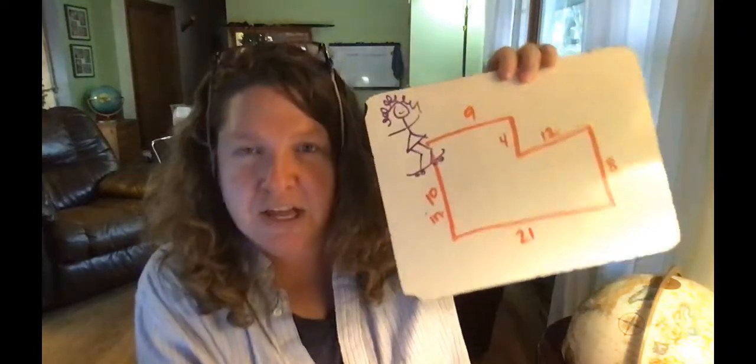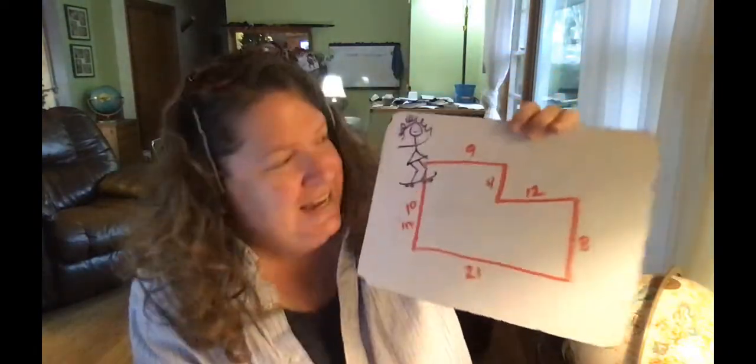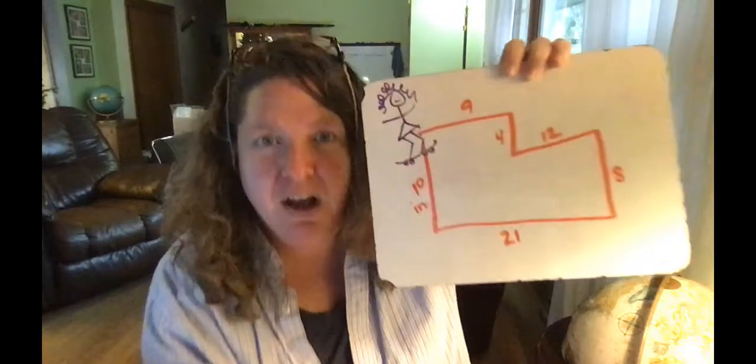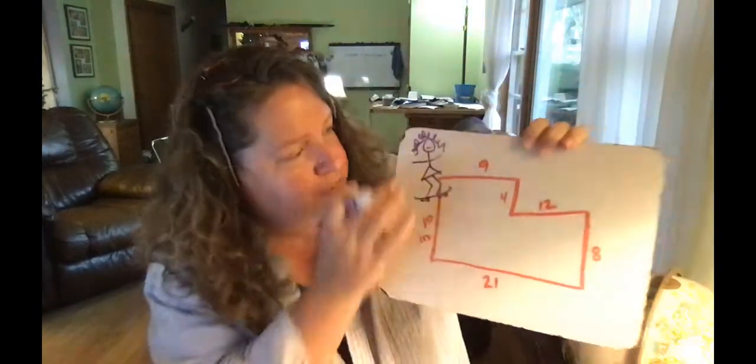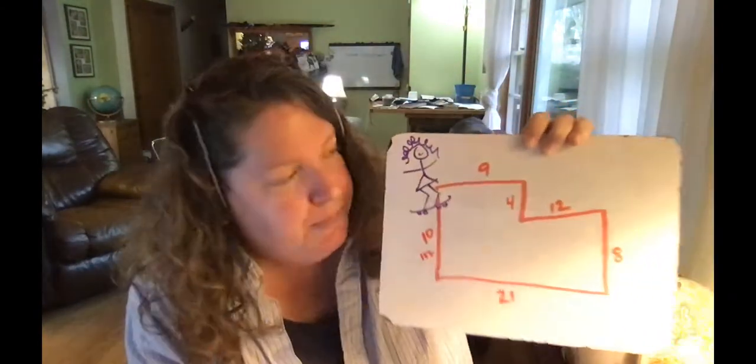So pause and draw your person at the corner of one of the parts of your shape. It doesn't have to be the top left like mine. It can be anywhere at all, but put them in the corner.